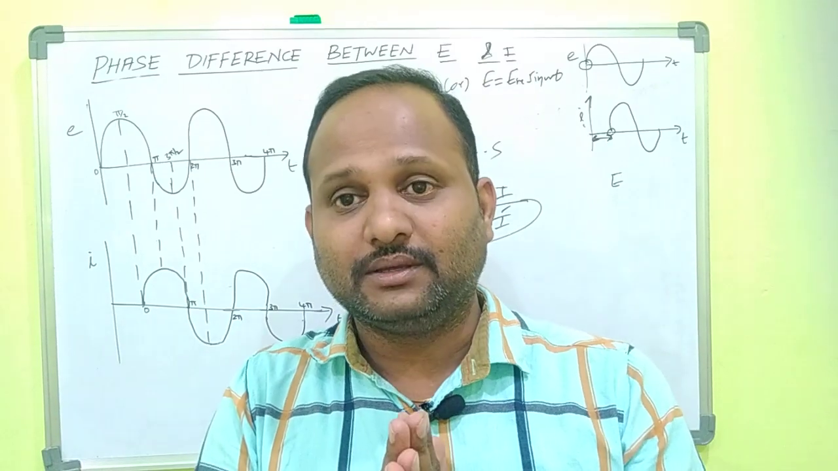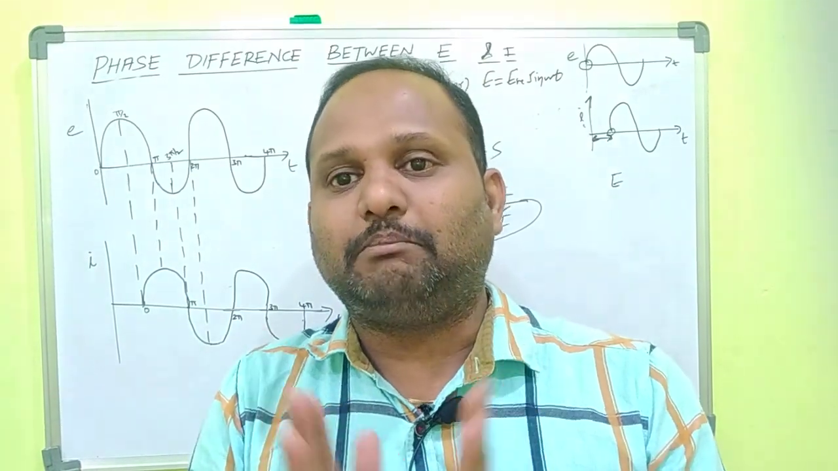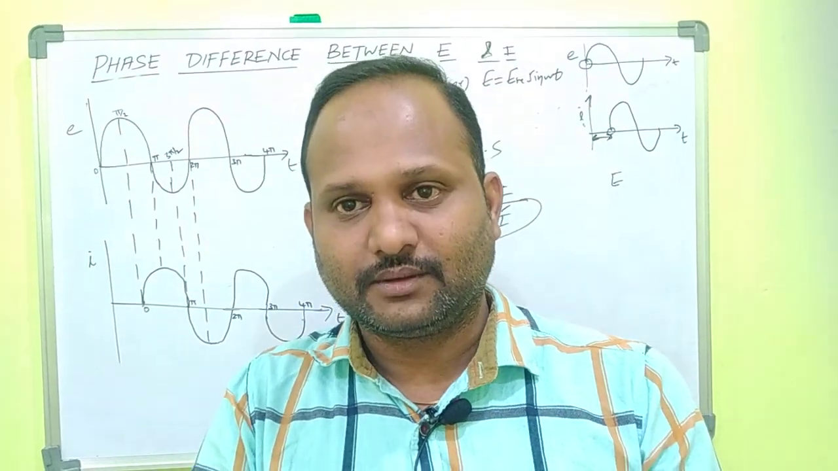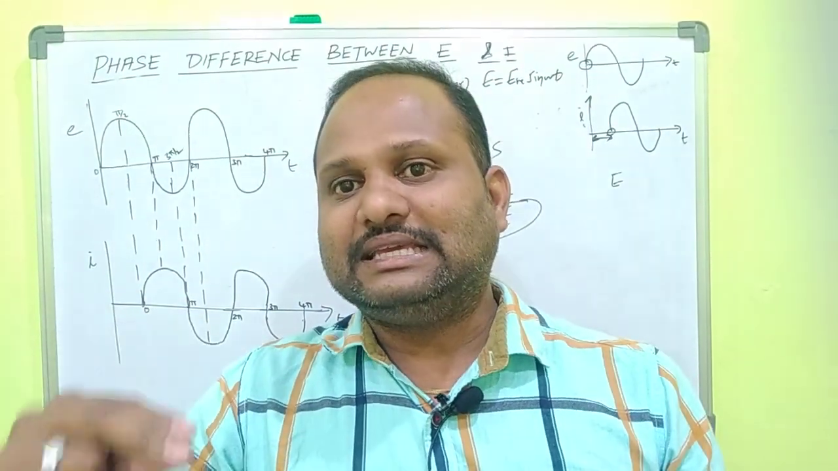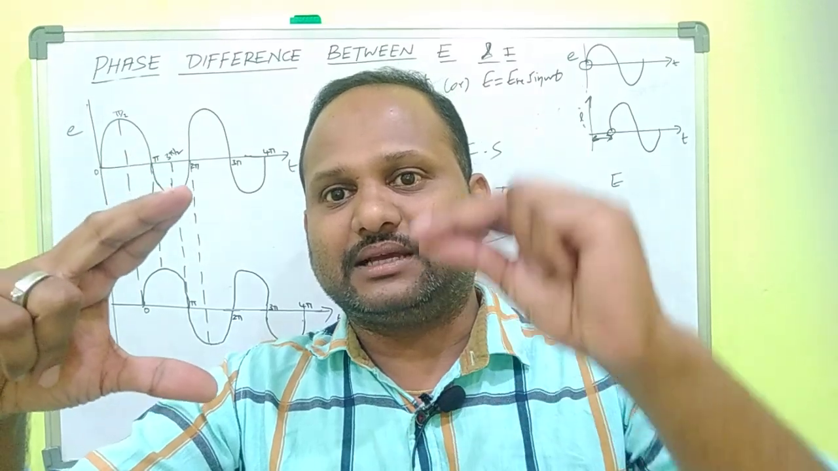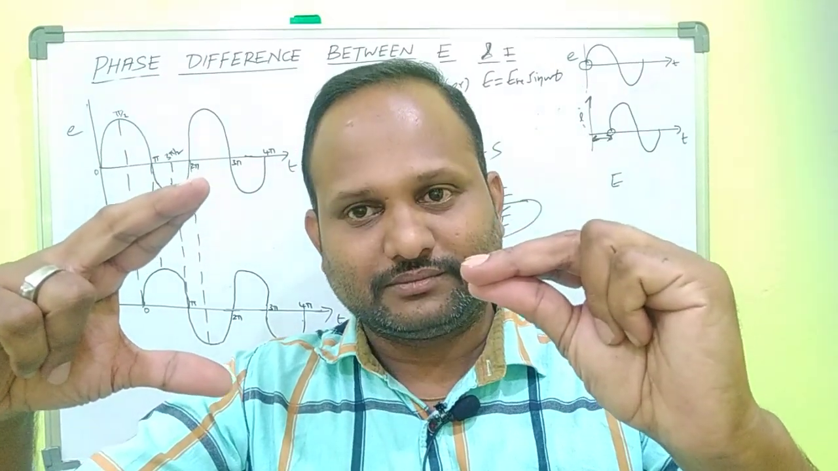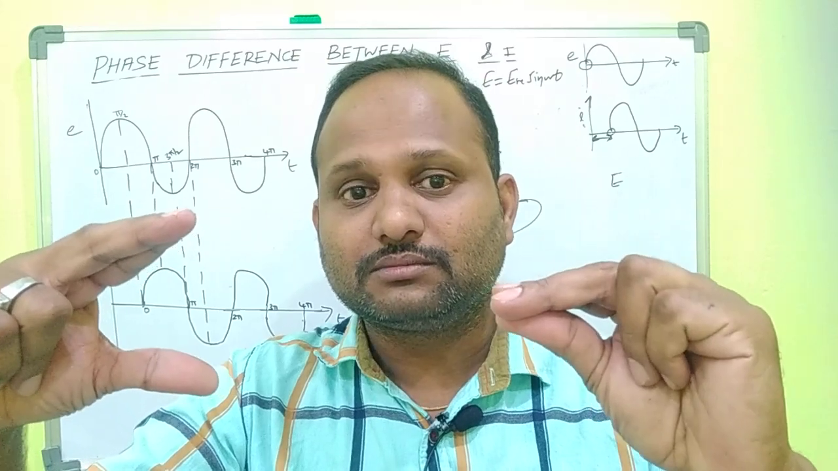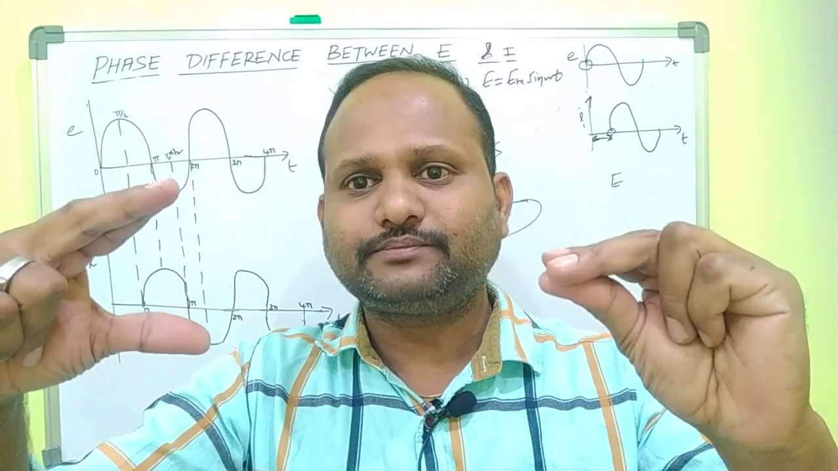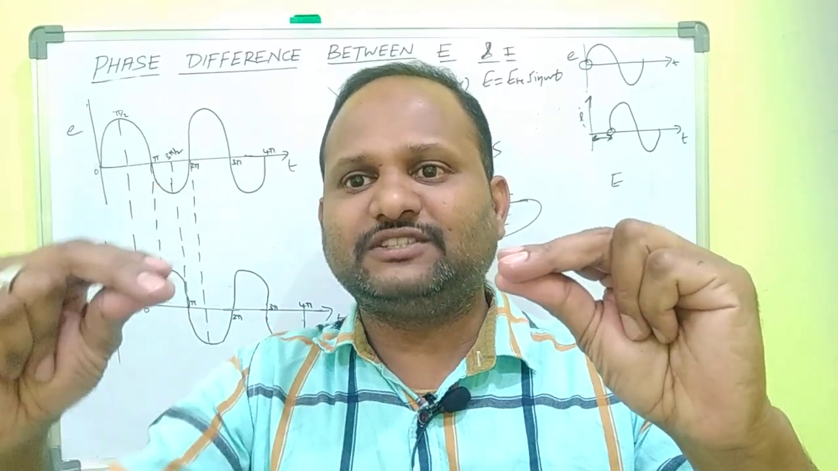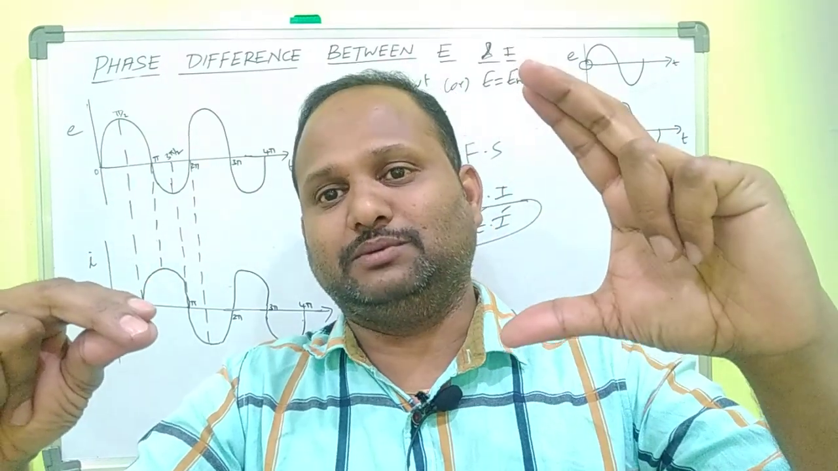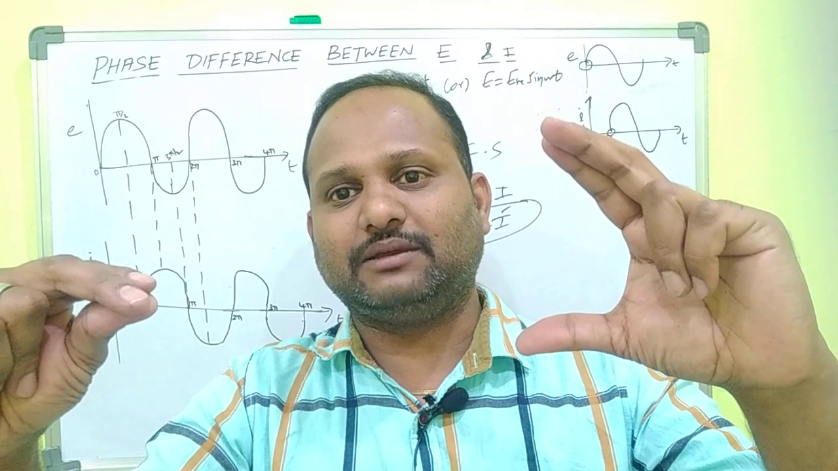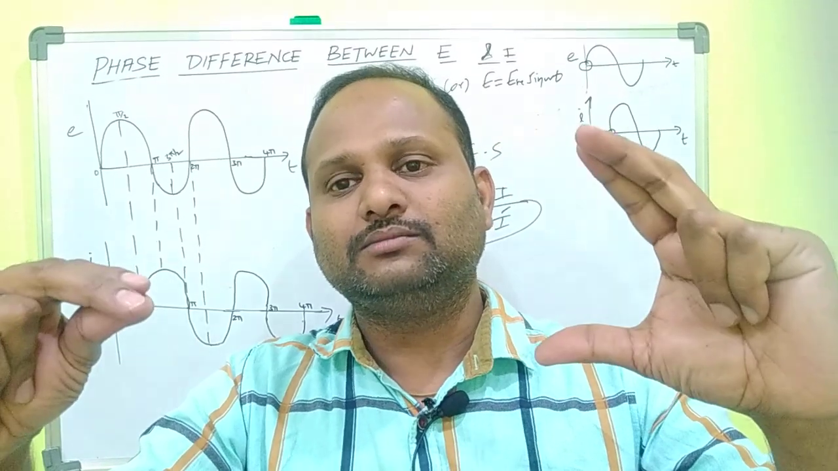No problem. But when the EMF is applied and the current is produced, when the EMF is maximum, the current will be 0. The product of these two gives power. What will be the power now? 0 into anything is 0. When the EMF is 0, the current is maximum. What is the total power? The power is the product of EMF and current. Now the power is 0.